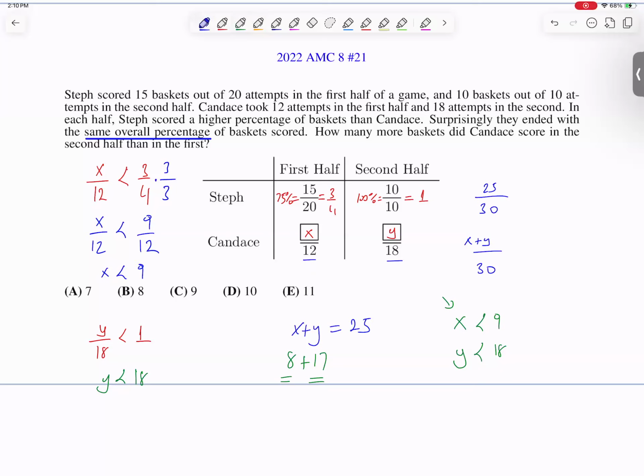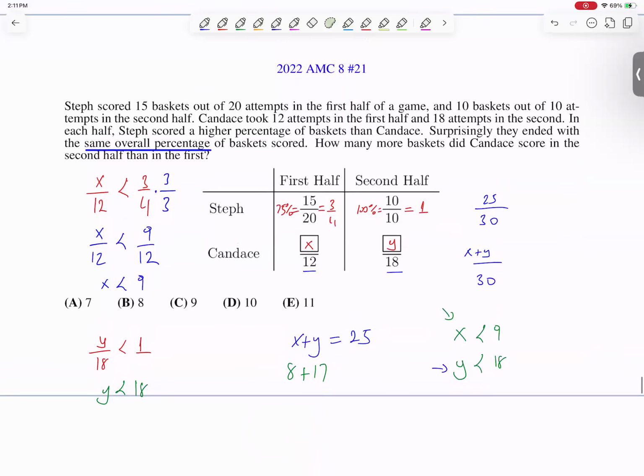If we decrease X to 7, then Y has to be 18 for the sum to be 25. In this case, it doesn't satisfy Y's inequality. The only option is X equals 8 and Y equals 17.